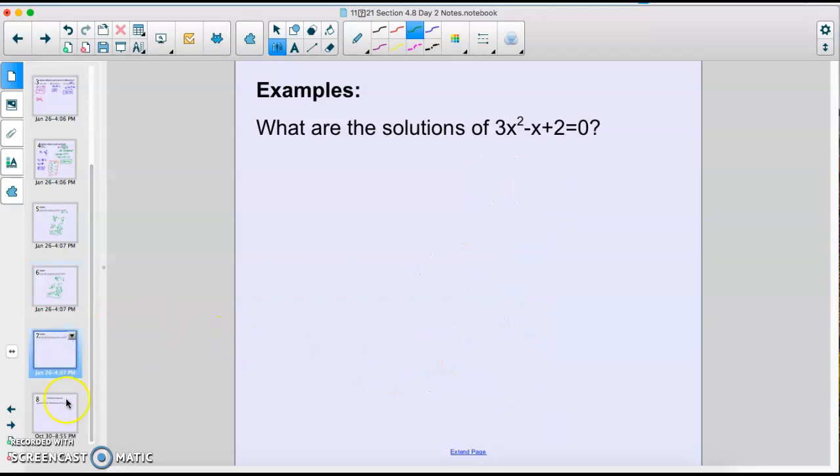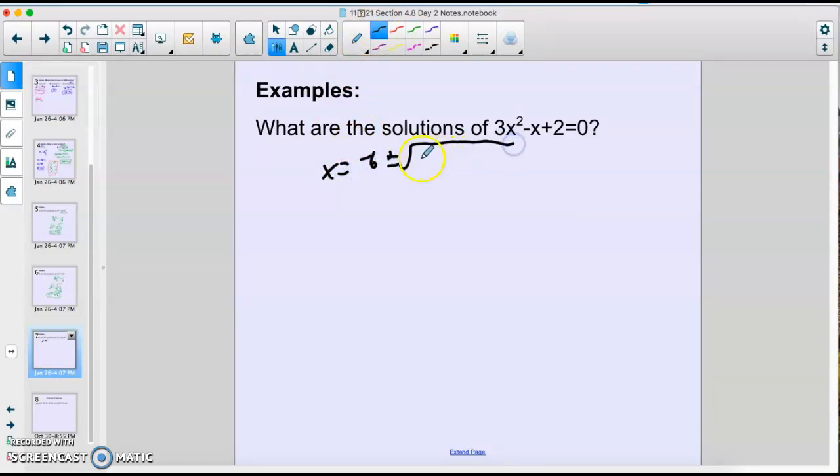All right, now the last one here, we're going to use the quadratic formula for, because we have a trinomial here, right? We have x squared minus x plus 2, right? And so, if you remember our quadratic formula, x equals negative b plus or minus the square root of b squared minus 4ac, all over 2a. There we go.